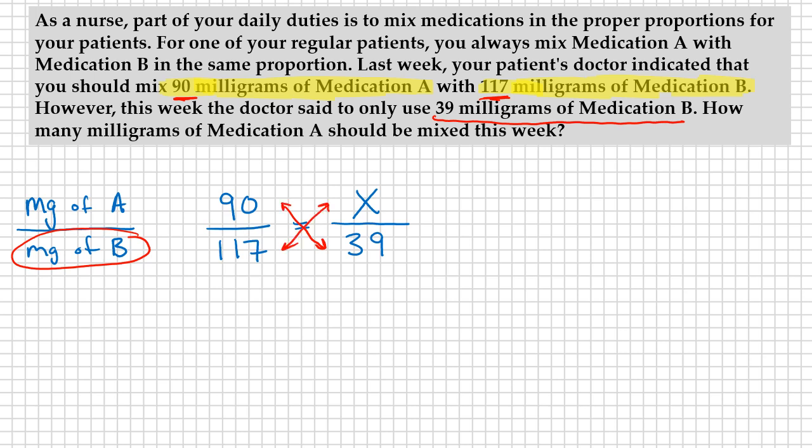We can cross multiply. So we've got X times 117, or 117X, is equal to 90 times 39. And if we multiply that out, 90 times 39, that will give us 3,510.